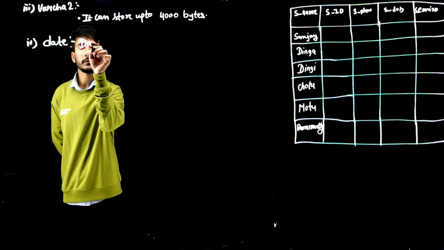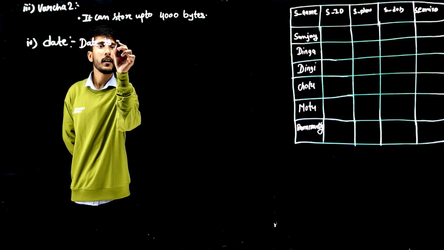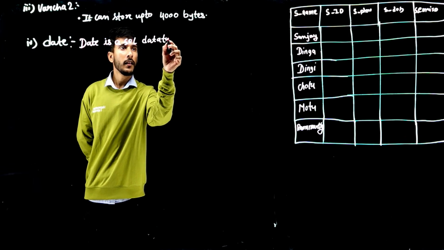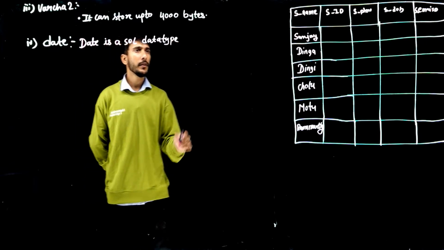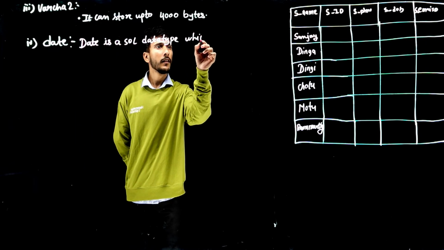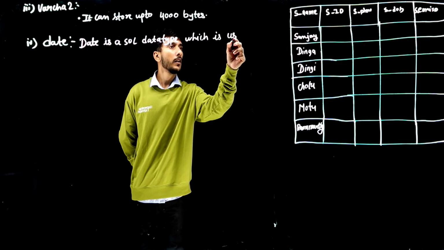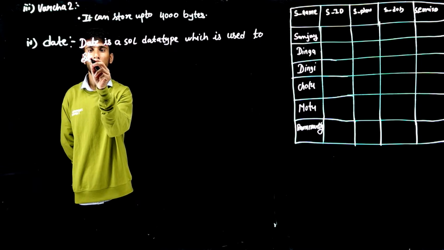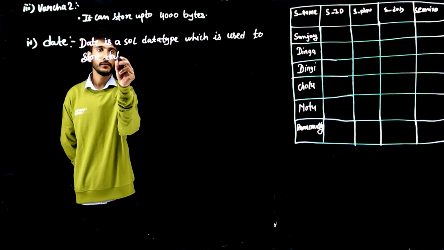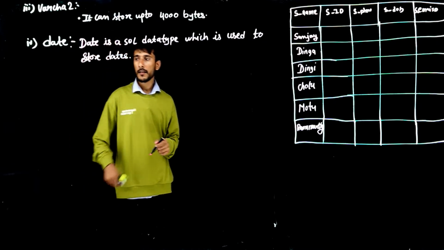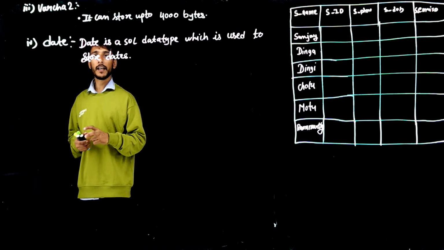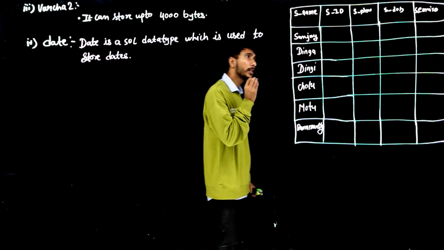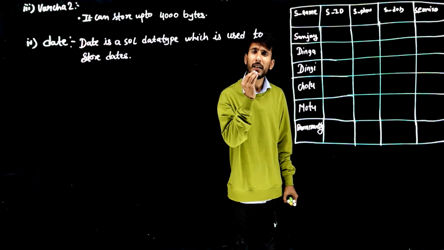Date is a SQL data type which is used to store dates. Which is used to specify the type of data as dates. Now, sir, why do I need the date data type?